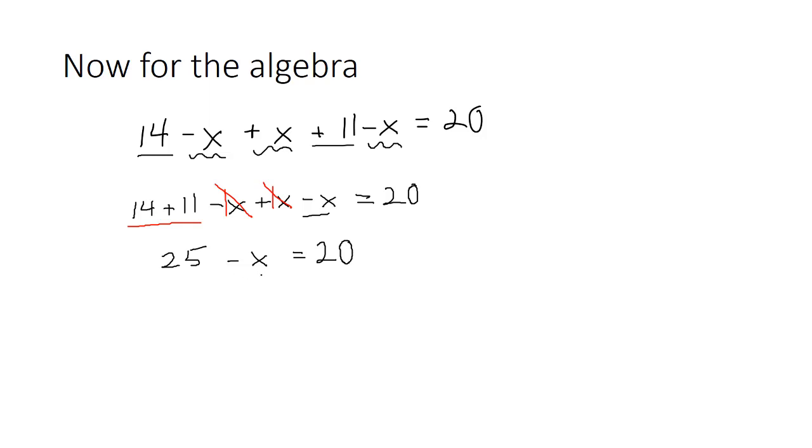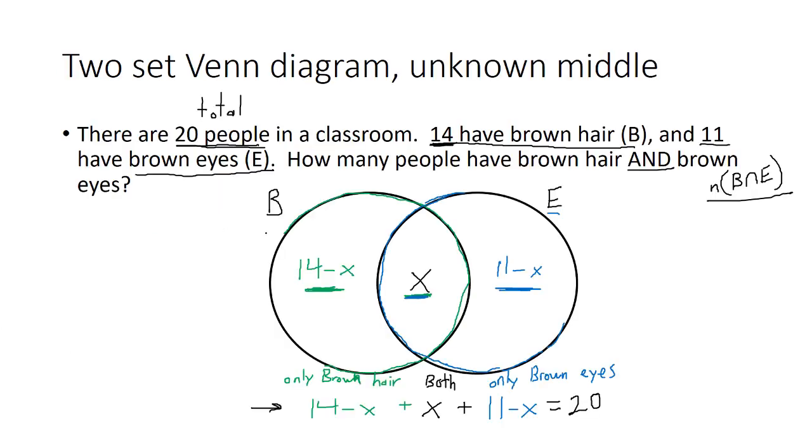I can now solve for my x. I'm going to subtract 25 from both sides because we're dealing with an equation here. That's gone now. Got negative x is equal to negative 5. Divide by negative 1. X is equal to 5. Let's bring that back now to our diagram. Let's see if that checks out. We can always double check this.